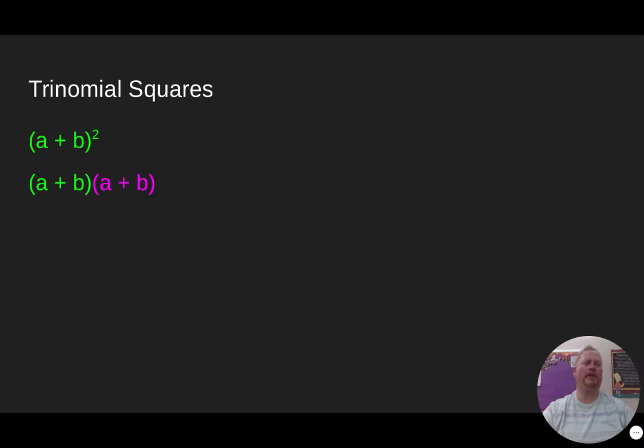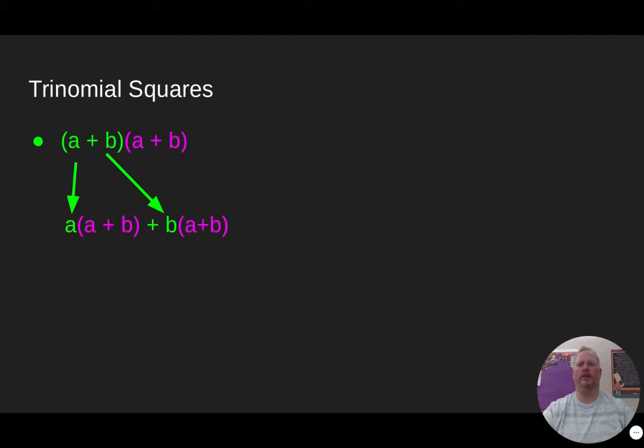If you have a plus b squared, and I chose a plus b just because a and b can be anything, if you have anything squared, it literally means that times itself. So a plus b times a plus b. Now I can do that double distribution, and I'm going to take the long way of doing this, and let's see if we can spot a shortcut. I'll split it up, and I'll distribute the a to the a plus b, and then distribute the b to the a plus b.